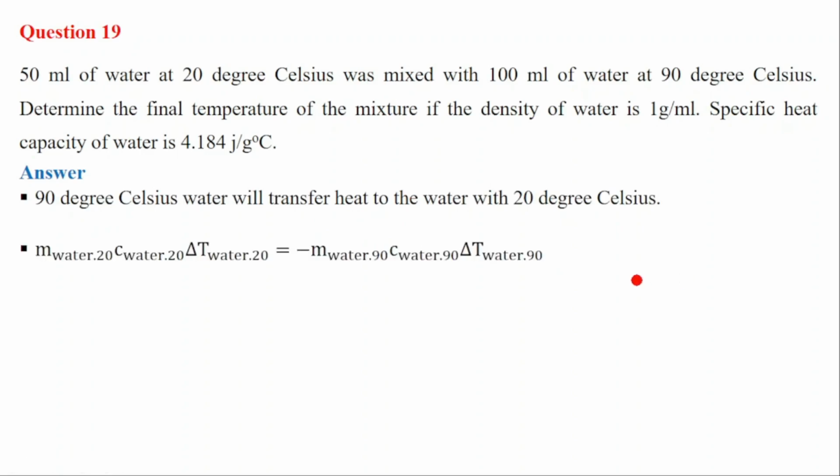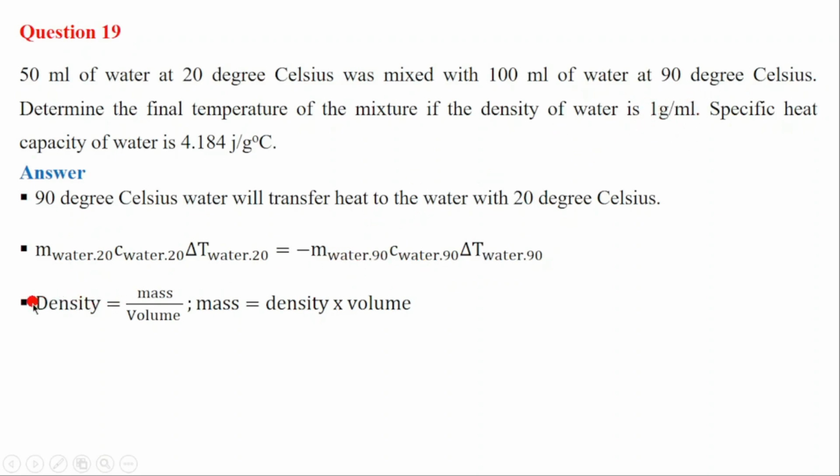So that means the mass of the water at 20 degrees times the specific heat capacity of water times the change in temperature for the water at 20 degrees is equal to minus the mass of the water at 90 degrees Celsius, because this will reduce the heat. That's why we put negative. So times the C for the water at 90 degrees times the change in temperature for the water at 90 degrees. In the formula we don't have the mass of the water. The mass of water at 20 degrees Celsius and at 90 degrees Celsius is not there, so we need to calculate the mass from the density.